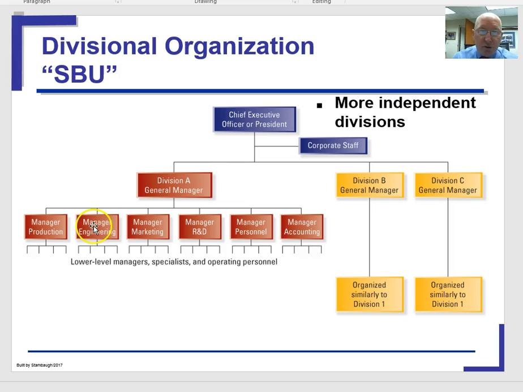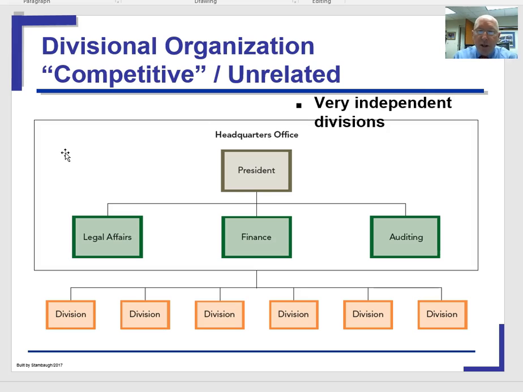They use strategic controls within the different parts below the general manager of the SBU. It sometimes makes sharing more difficult across the divisions, and typically cost is higher. And then you get to a specific type of the divisional called the competitive. This is typically used in unrelated diversification.